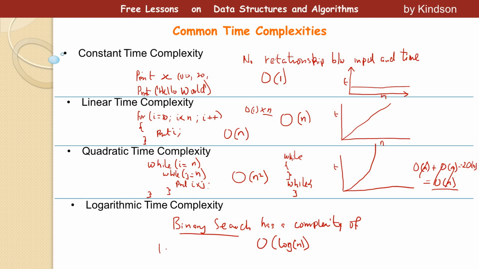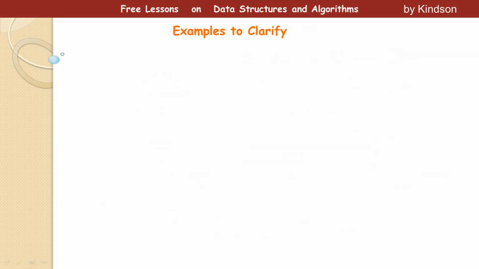Binary search has order of log n, and that is how it is. And there are other sorting algorithms with different complexities, such as insertion sort and bubble sort. So basically binary search. This is basically what time complexity is all about. This is how to find out the big O notation, with some examples.